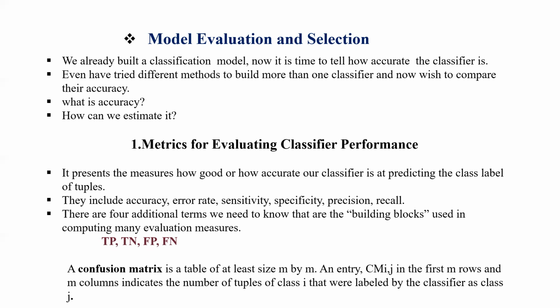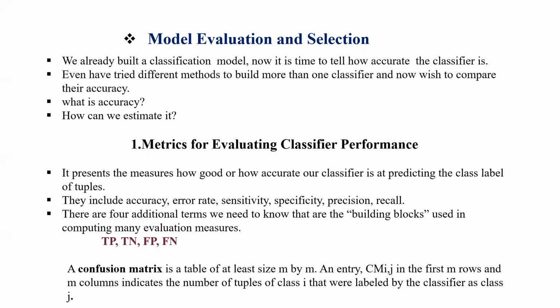In this topic, we will see three subtopics. The first one is the metrics for evaluating classifier performance. It represents the measures of how good or how accurate our classifier is at predicting the class label of tuples. It includes attributes like accuracy, error rate, sensitivity, specificity, precision, and recall. We use these to say whether our classifier is accurate or not.